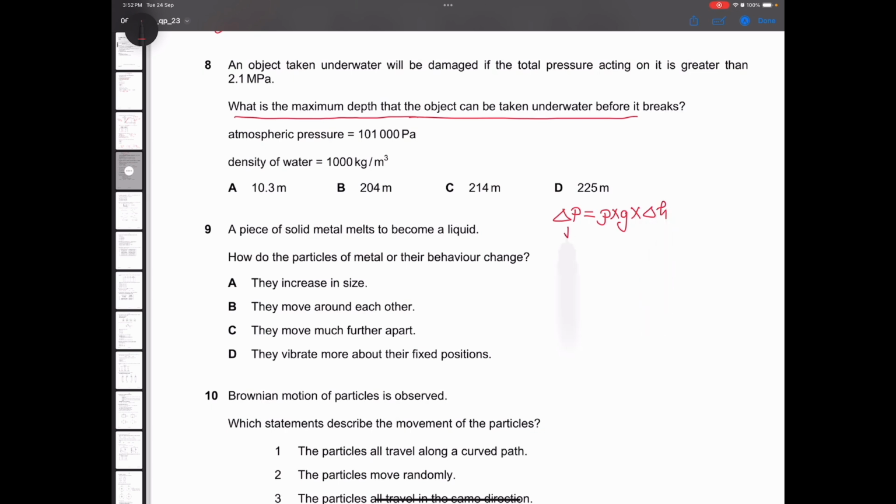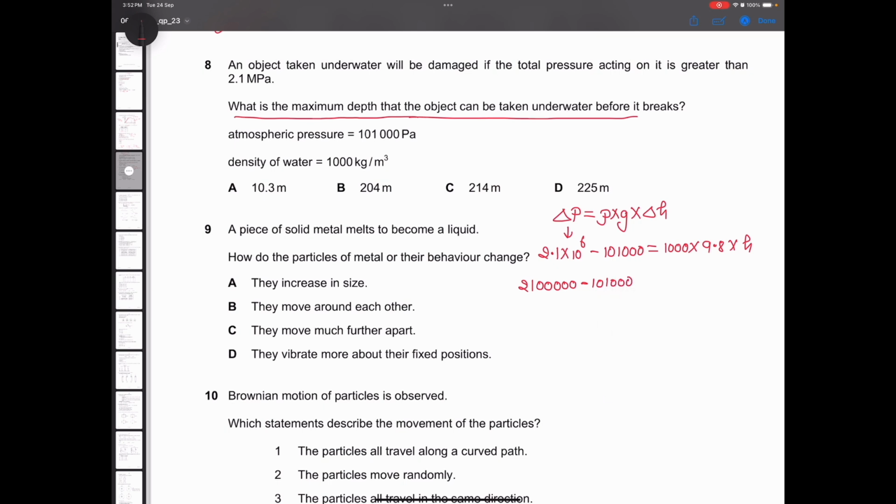Change of pressure will be 2.1 times 10 to the power 6 minus the atmospheric pressure, which is 101,000, equals density, they have given you 1000, and the gravitational field strength we are taking as 9.8, into h. So this is 21 lakhs, and this is nearly 1 lakh 1000.